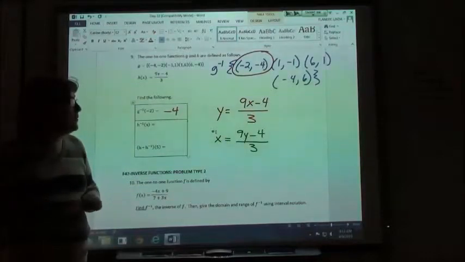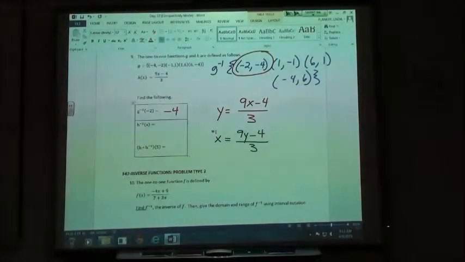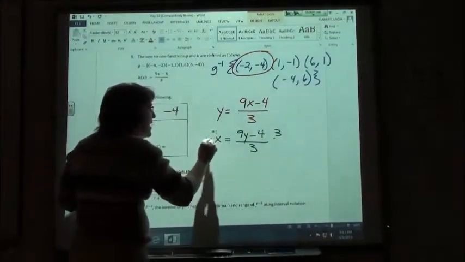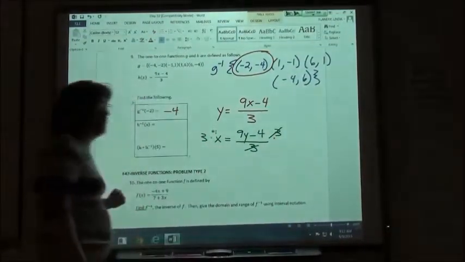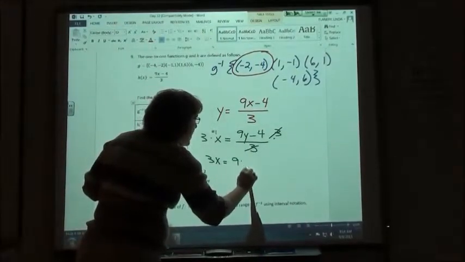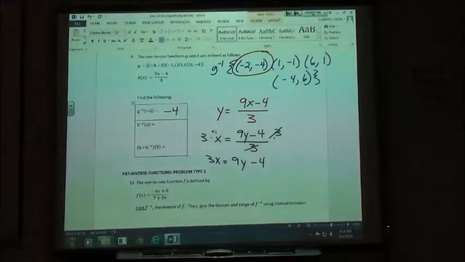You're going to multiply. Multiply by the 3, exactly. Times by the 3, so we can cancel the fraction. So 3x is going to equal 9y minus 4. Now it looks a little closer to what we did on the previous 2 problems. So I want to get the y by itself.